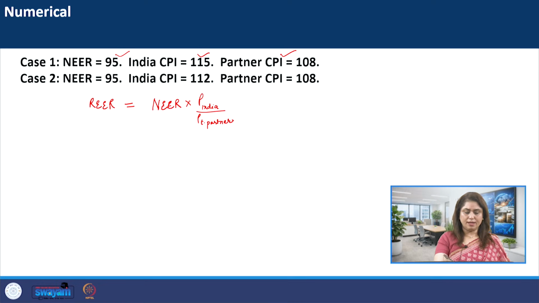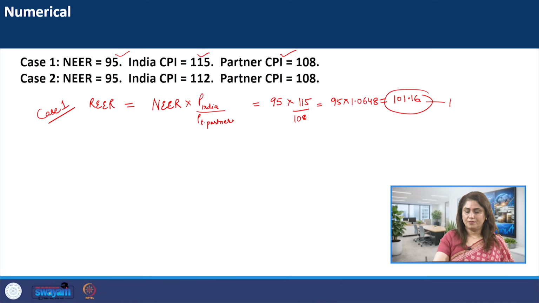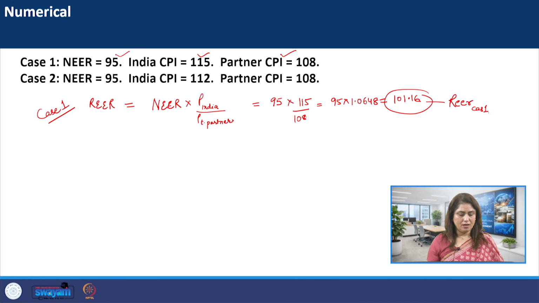Now here if we calculate it, it comes out to be 95, which is NEER given to us, into 115 upon 108. This gives us 95 into 1.0648, giving us the ultimate value of 101.16. So here in case 1, the value of REER is this, right. Now what does it mean?